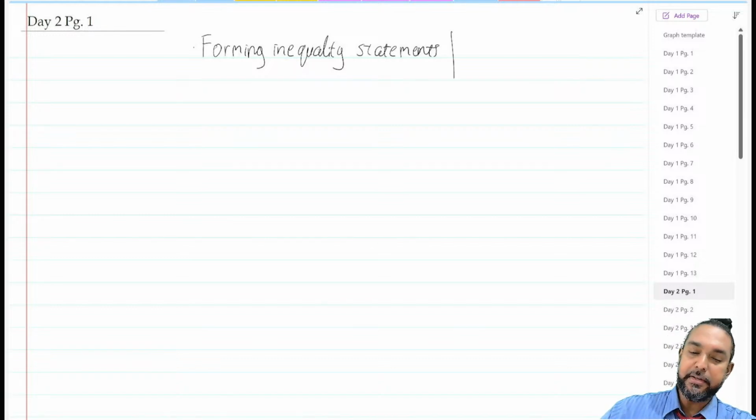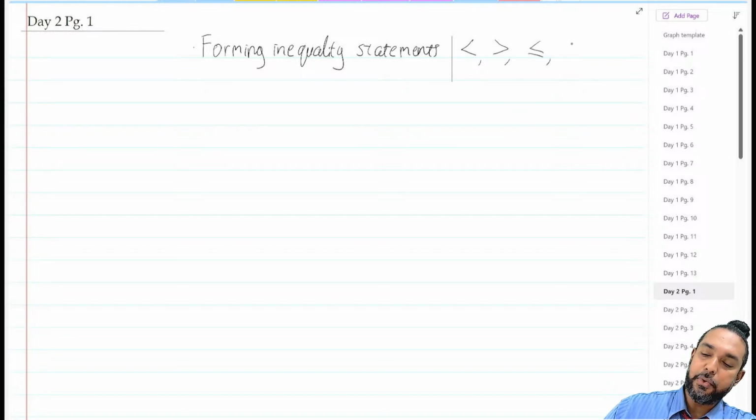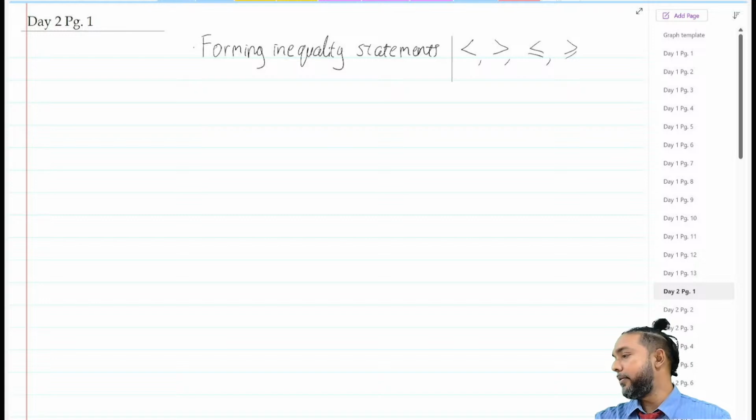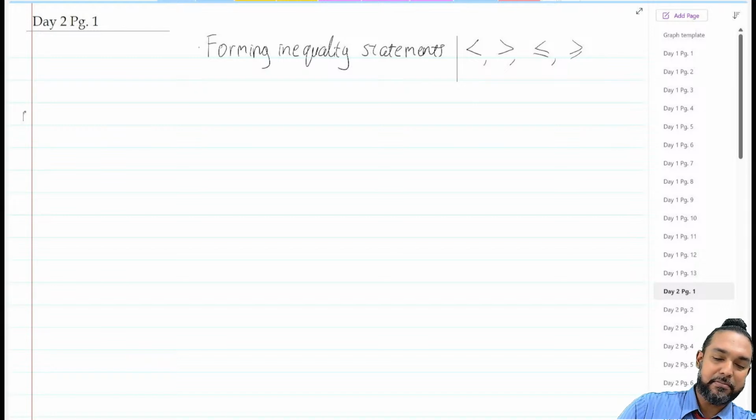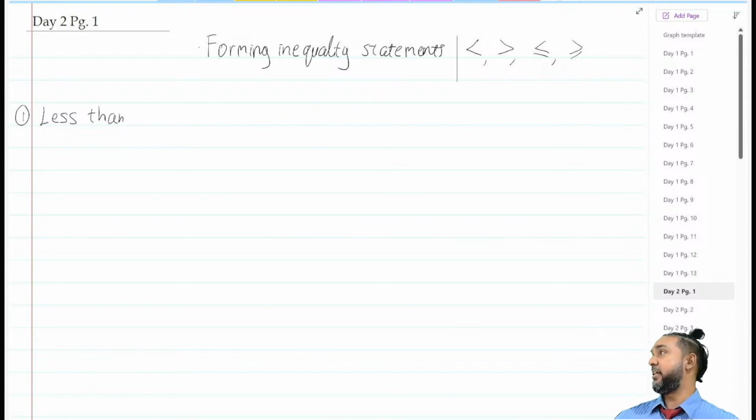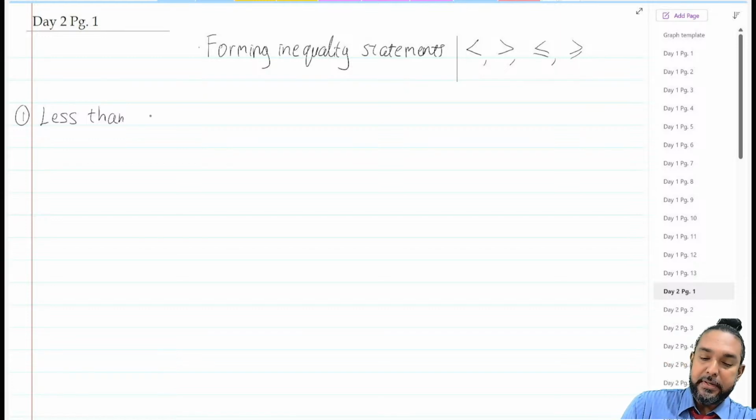Okay, so today we are talking about forming inequality statements. All right, so with the inequality signs or the symbols, we're going to be using the less than symbol. Less than, greater than, less than or equal to, greater than or equal to. Okay, so the first one we're going to talk about is, well, they're not the most popular, but less than. For example, most of us are accustomed to, if you score less than 50% on the exam, you fail. All right? So the symbol for this is like an arrowhead pointing to the left.